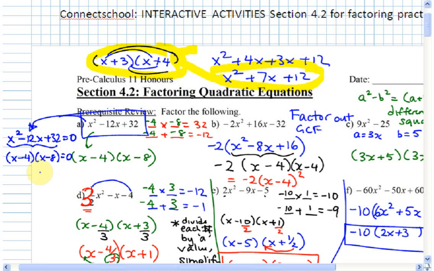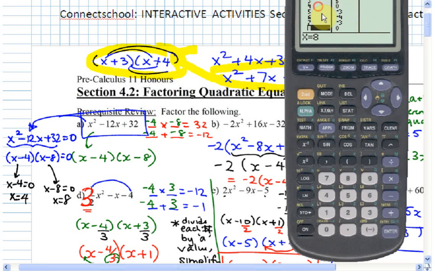What does that property state now? If I've got two brackets multiplied to 0, either the first bracket equals 0, so either x minus 4 equals 0, or the second bracket, x minus 8, equals 0. Solve for x here, dear friends. x equals to? Isn't that the same thing as what I got in my graphing calculator? 4, 8, done. You did this before, yeah. So it's not that hard.